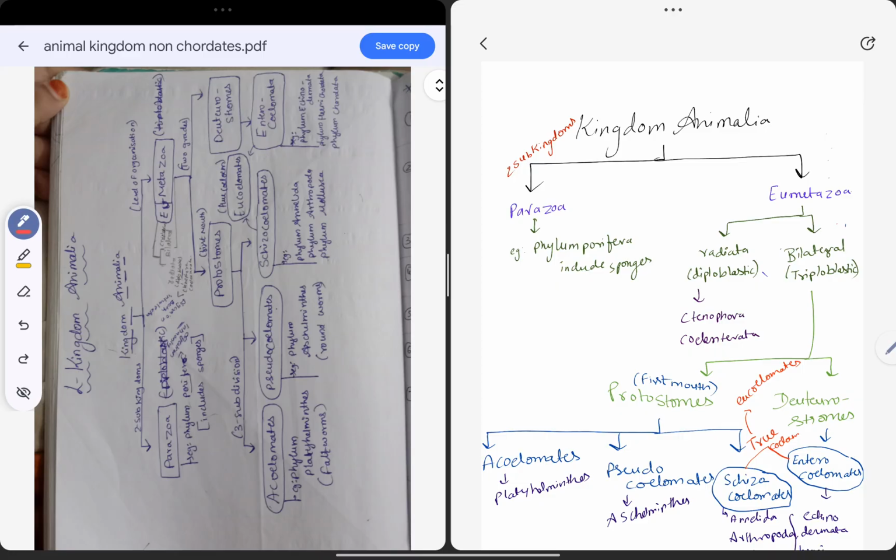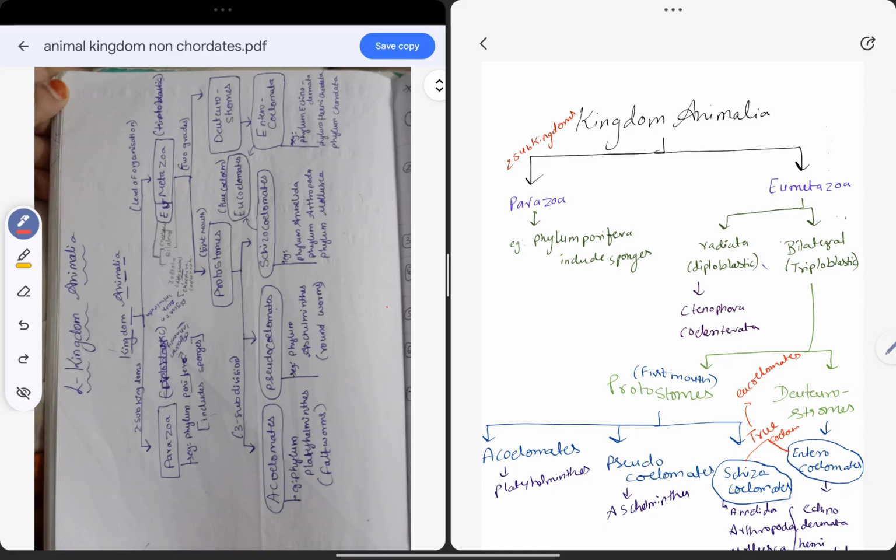Today I'm going to explain the animal kingdom part 1, which is about non-chordates, in a very simple way, because it's quite a big lesson and quite complicated. I'll tell you some tricks on how to remember, and some mind maps will be given by me to remember in a short way. First of all, try to remember this mind map of animal kingdom.